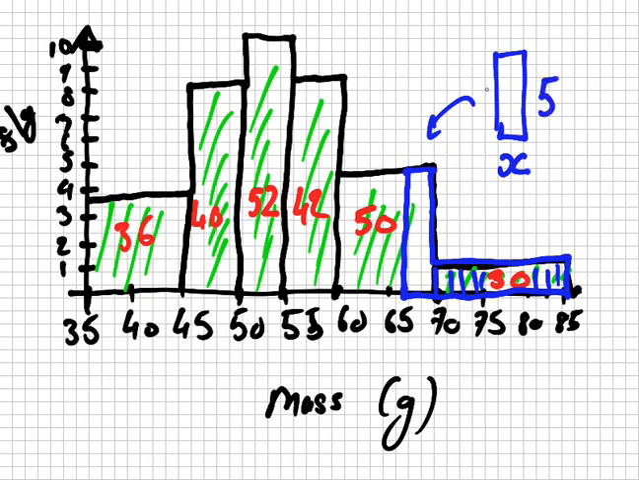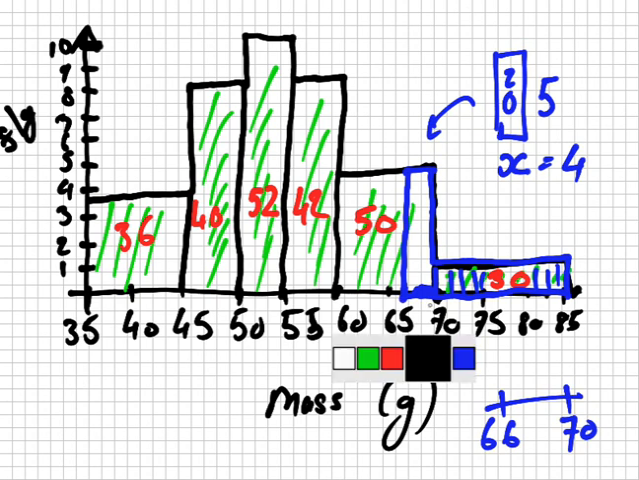And what do I want in the inside? 20. So what must the x be if I want 20 inside here? 5 by what makes 20? 4. So this piece here is 4 big. So if it ends at 70, it must start at 66 to make it 4 big. So the answer is 66 grams.